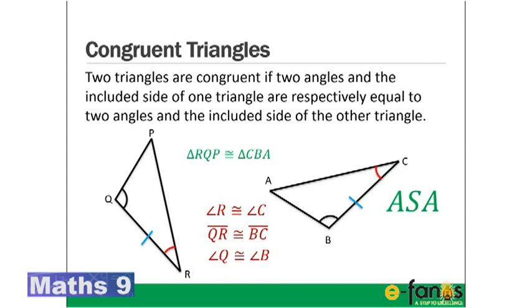It doesn't actually matter which two angles we use for this rule, because if we know two angles of the triangle, then we automatically know the third angle, so we could also use the angle-angle side, or AAS rule.